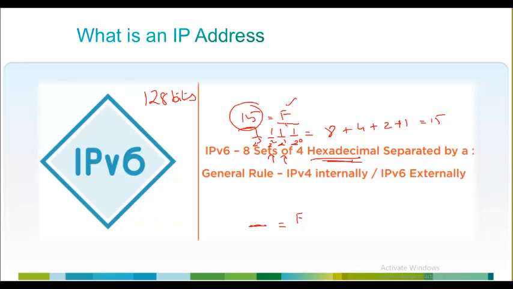How is F 15? In hexadecimal, 0, 1, 2, up to 9 is the same as decimal. After 9 comes A, which is 10, B is 11, C is 12, D is 13, E is 14, F is 15. So you need just one hexadecimal digit to write 4 bits of binary. So if you write in hexa, the number will be small.